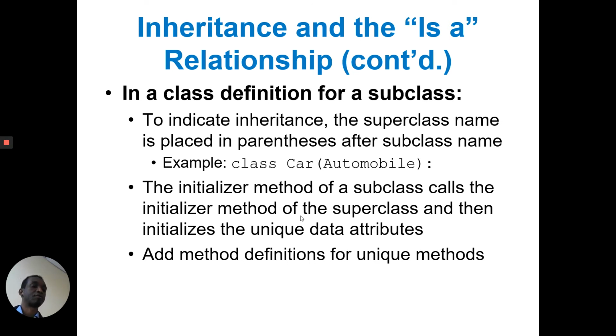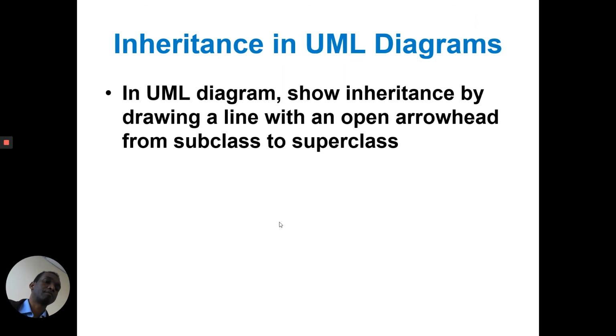In a class definition for a subclass, to indicate inheritance, the superclass, sometimes called the parent class, name is placed in parentheses after the subclass name. So an example would be class Car, and then Automobile. The initializer method of a subclass, which is the child, calls the initializer method of the superclass, which is the parent, and then initializes the unique data attributes, meaning what the new class, the child class, would have. Then you add method definitions for unique methods.